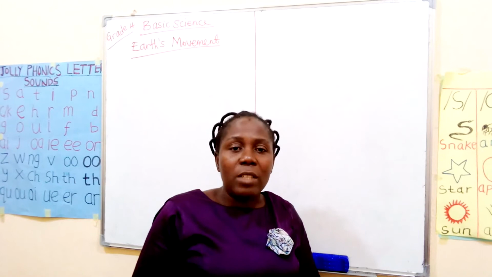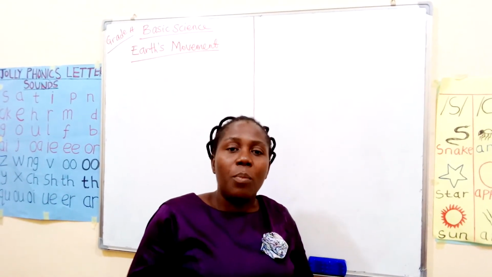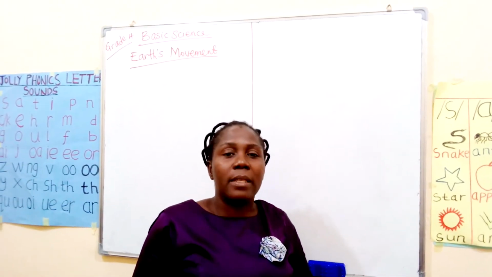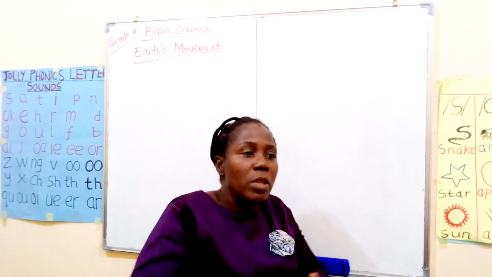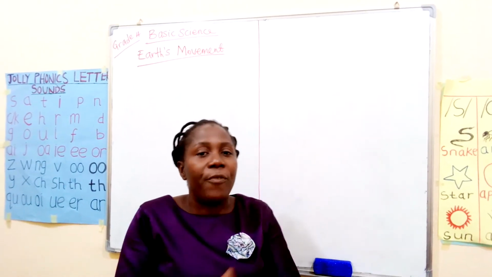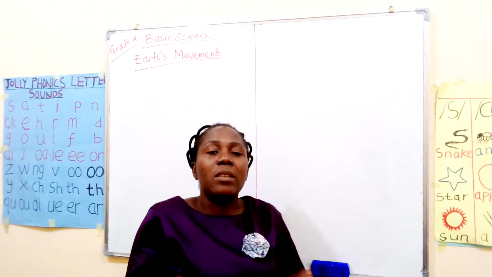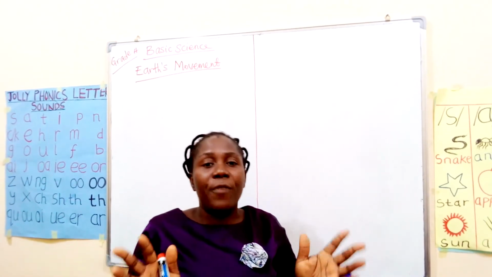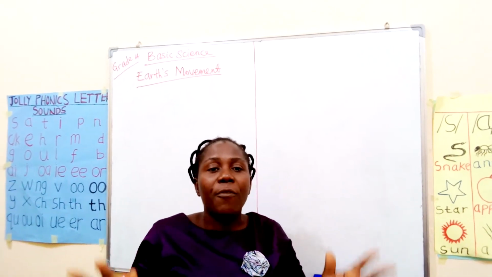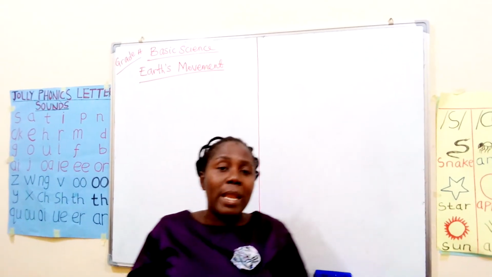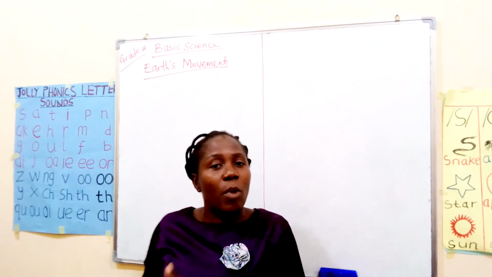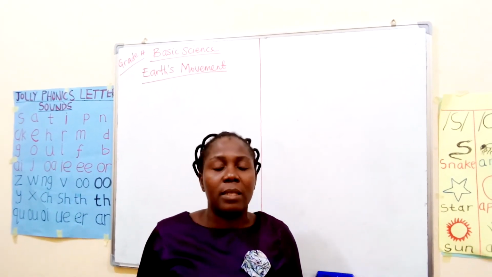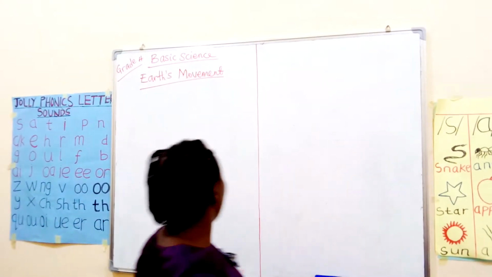Now, the effect of the rotation of the Earth is what gives us day and night. Because as the Earth is rotating, some parts of the Earth will face the sun, while some will be away from the sun. Now, the part that faces the sun, you have sunlight. While the one that is turned away from the sun, you have darkness, and that is night. Alright, let's write a little of what we have said.